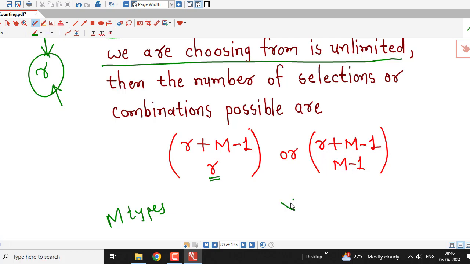So we are using stars to denote the objects which we are interested in, and we are considering m minus 1 as the number of bars we are putting to determine these selections, and the number of ways of selecting these m minus 1 bars out of r plus m minus 1 positions is given by this formula.